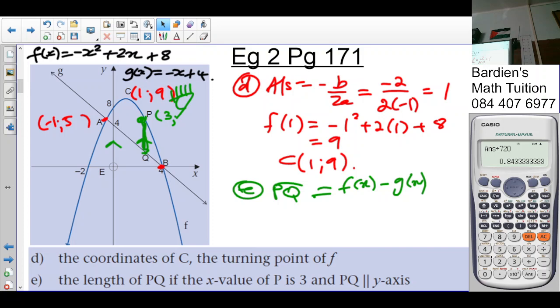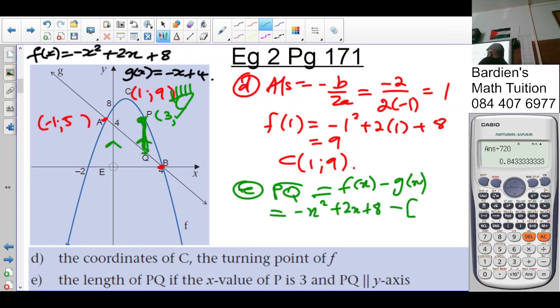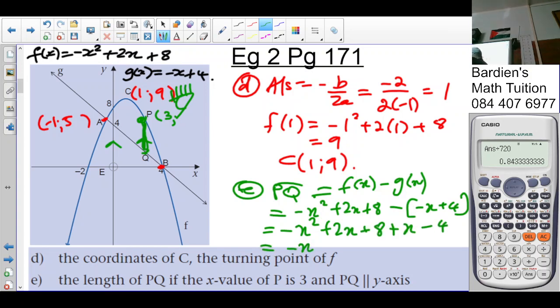Okay, so f of x is negative x squared plus 2x plus 8, minus g of x, which is negative x plus 4. That gives you negative x squared plus 2x plus 8 plus x minus 4, which is negative x squared plus 3x plus 4. This is the algebraic expression for the length between these two graphs, provided the parabola is on top of the straight line.